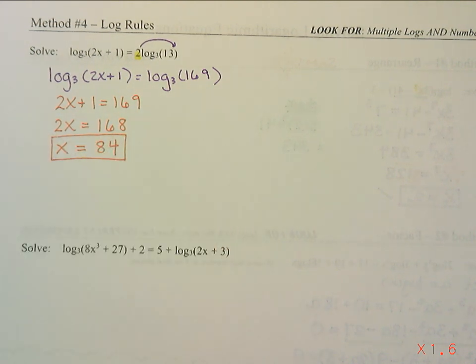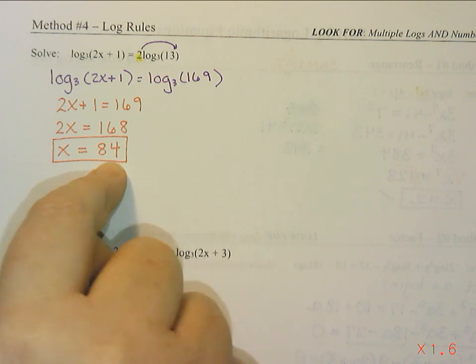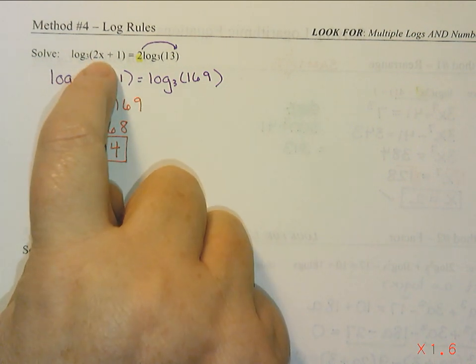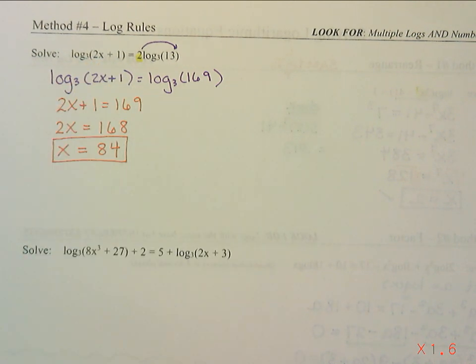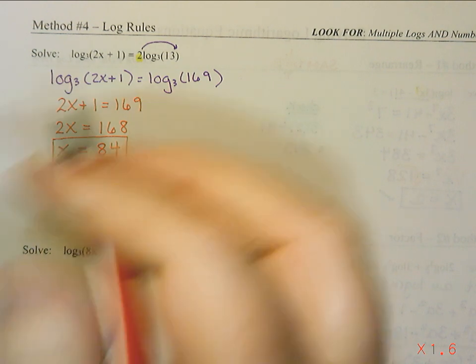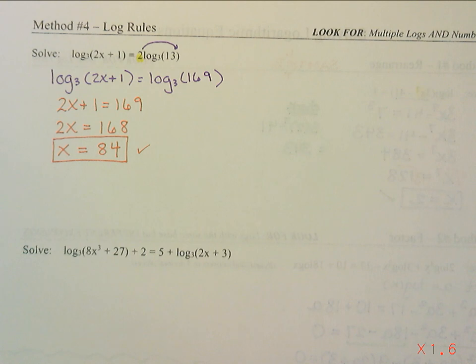Okay, as we mentioned before, we do need to just check. You don't have to write your check down. You can just check on your calculator. If I was just going to check on my calculator, I would take 84 and I would do 2 times 84 plus 1 and make sure that that is not 0 and it is not a negative. Well, 84 times 2 plus 1 is 169. So that's not negative and it's not 0, which means our answer is fine. It doesn't mean my answer is correct. It just means that my answer isn't going to break my log equation.